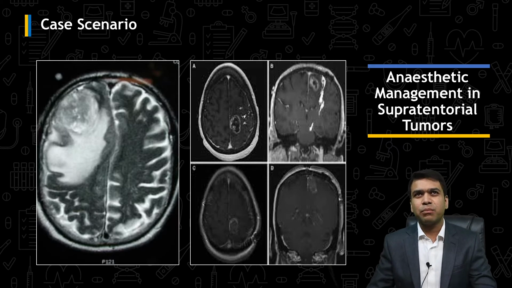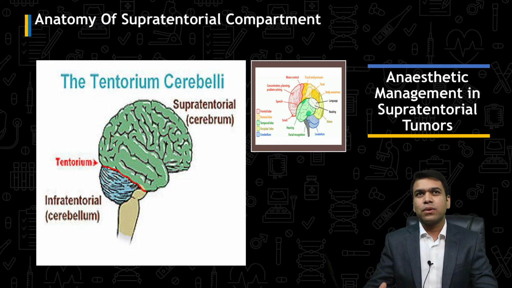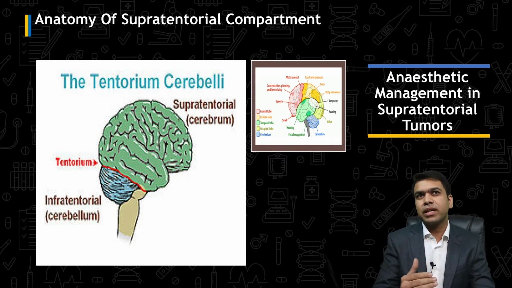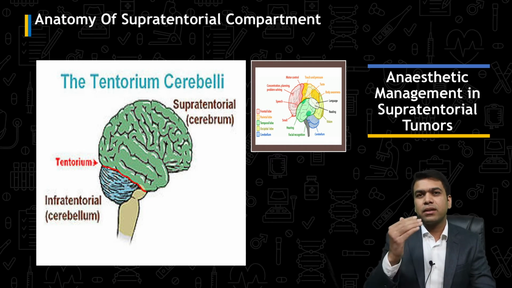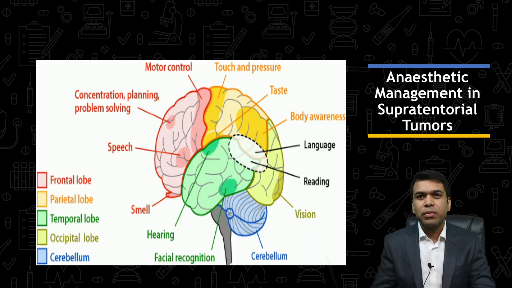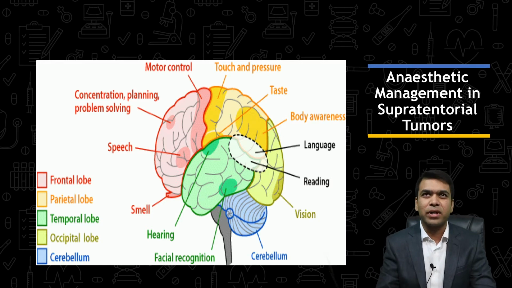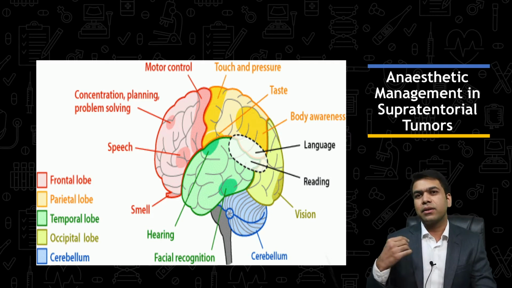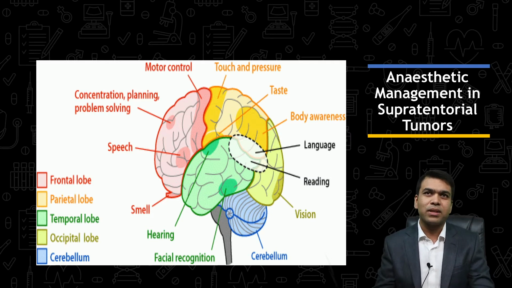So let us discuss some basic anatomy. The supratentorial compartment is called supratentorial because it is above the tentorium cerebelli. It is a layer of dura which separates the supratentorial compartment from the infratentorial compartment. And the supratentorial compartment is important because most of the body's important functions are located in it, like motor function, speech, and your vision in the occipital lobe.